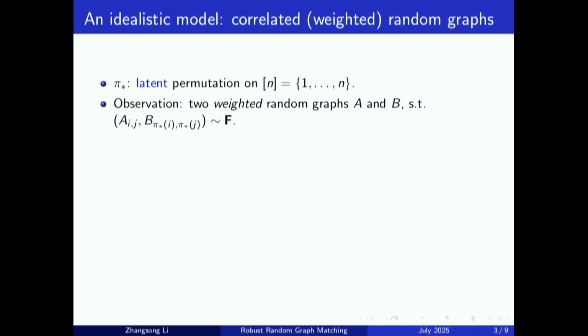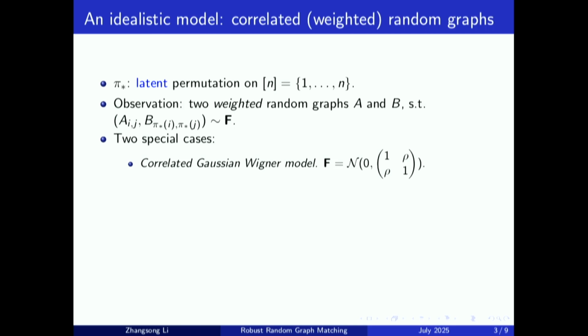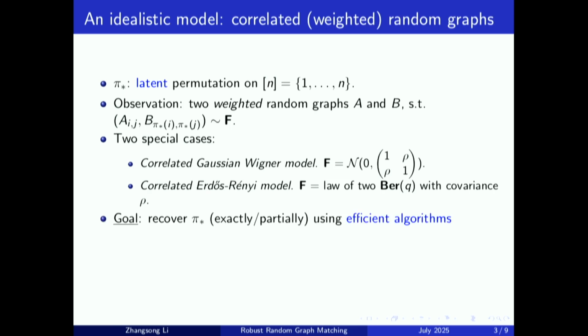We are especially interested in the following two special cases. The first one is the correlated Gaussian Wigner model, where we let the law F be the law of a pair of correlated Gaussian variables. The second model is the correlated Erdős-Rényi model, where we let F be the law of two correlated Bernoulli random variables with parameter q. Our goal is to recover the latent matching pi star exactly or partially using efficient algorithms.